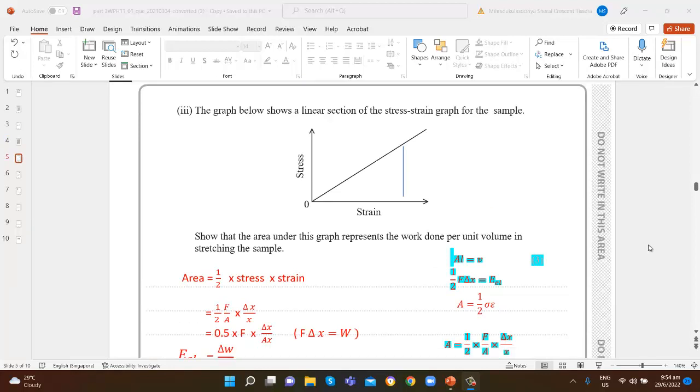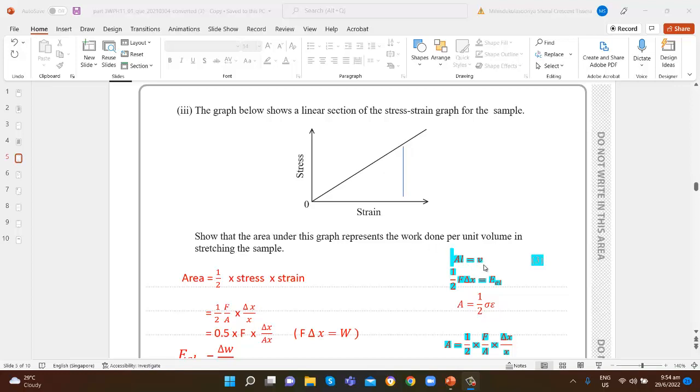Okay. The graph below shows a linear section of the stress strain graph. Show that the area under the graph represents the work done per unit volume in stretching the sample. So you have to show what the area under the graph is. First find the area under the graph. It is half stress times strain. So we have to show it is the work done per unit volume.